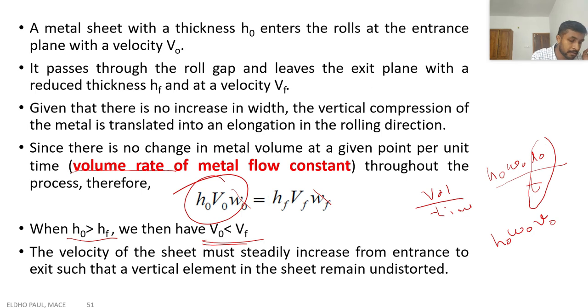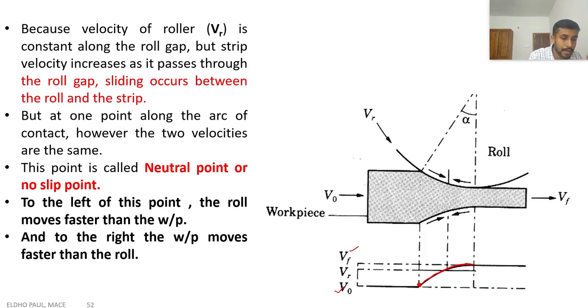Okay. So, this roller has a velocity of Vr. Everywhere its velocity is Vr. See this distribution of velocity of roller. Throughout the rolling process, it has the same velocity, that is Vr. Vr is the velocity of the roller. Roller velocity is constant.